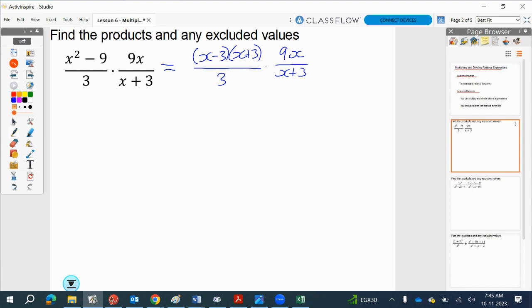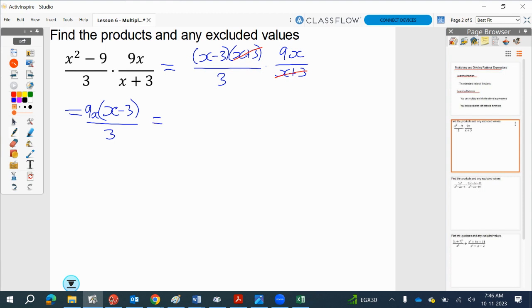Next up, we want to cancel any common factors. So any common factors vertically or diagonally can be cancelled. So we can cancel this factor with this factor. Next up, multiplication is easy with fractions. You multiply the numerators, you multiply the denominators. That's it. So this is going to be x minus 3 multiplied by 9x, and on the bottom, 3 times 1. That's it. We're basically done there.